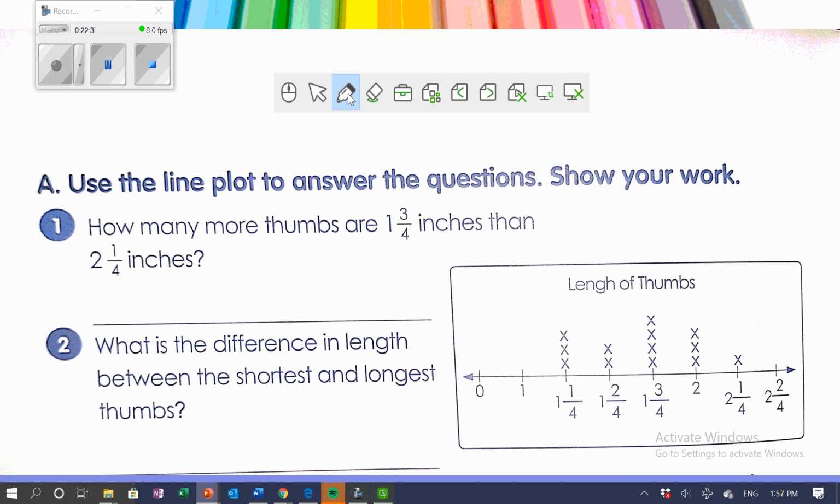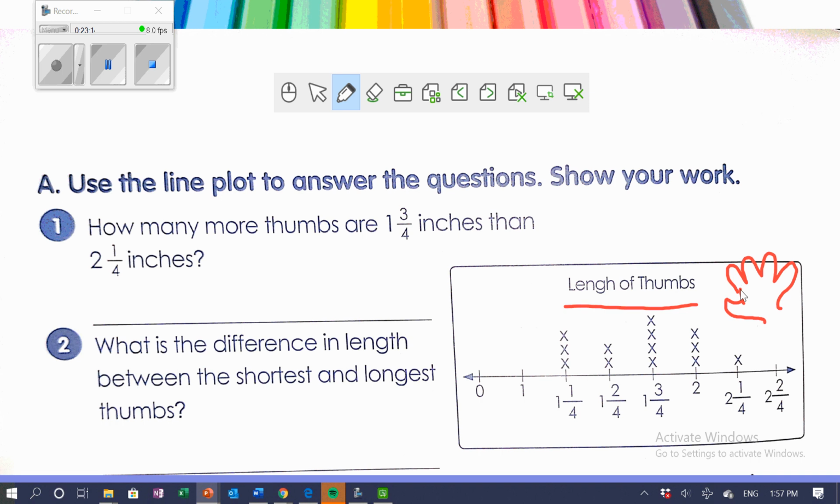Use the line plot to answer the question. Show your work. How many more thumbs are 1 3/4 inches than 2/4 inches? Here is the length of thumbs. If you look at your hand, I will draw a hand. This is 1, 2, 3, 4, and this is the thumb. When you like something, you say thumbs up. So here I compare between different thumbs.